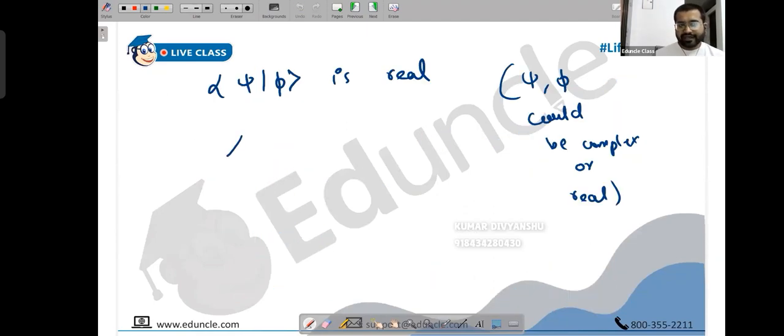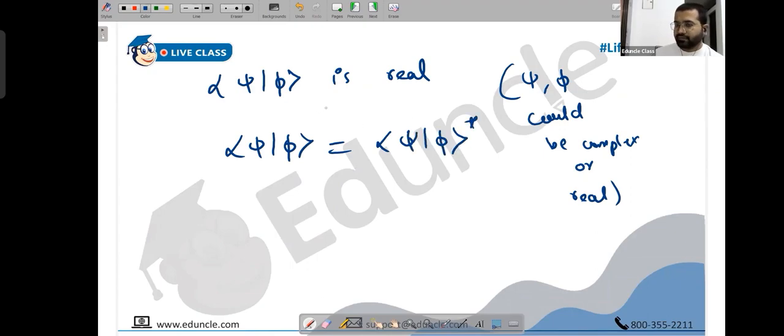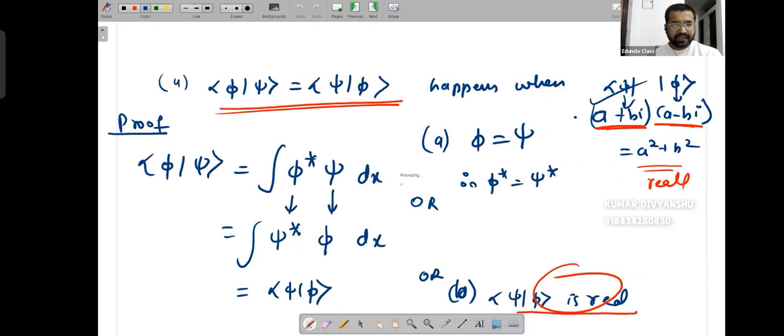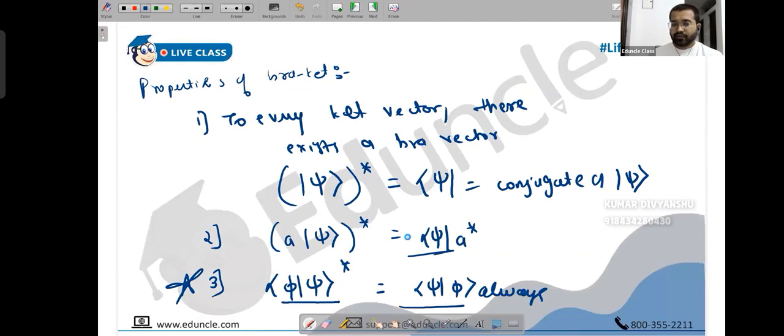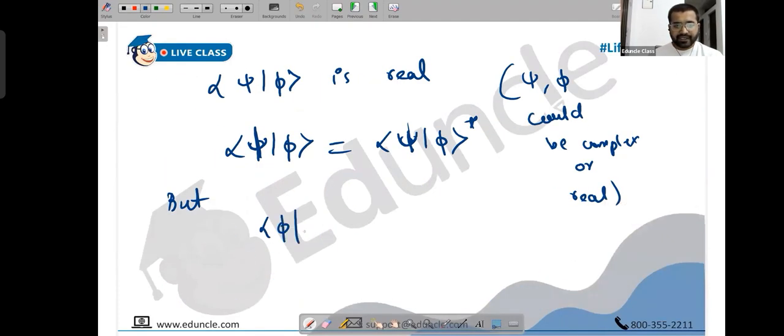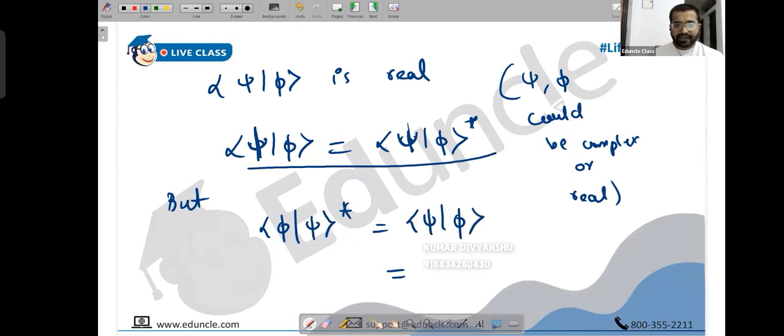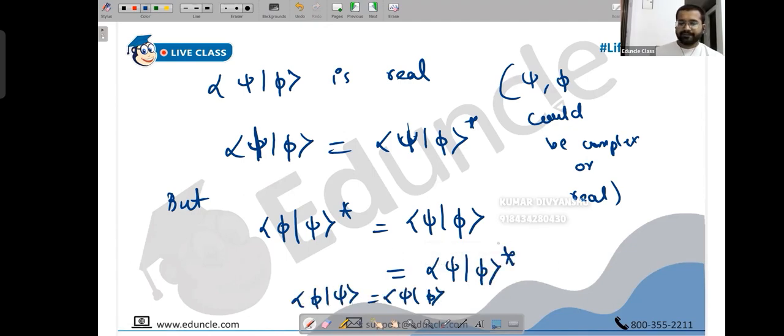Okay, good. So since psi phi is real, what does that mean? Psi phi is equal to its conjugate. Simple. Z is z star. But you also just proved that equation 3, phi psi star is psi phi. So phi psi star is psi phi, and what is psi phi? Psi phi star. Star star gets cancelled. You are left with phi psi is equal to psi phi. Proved it. That's what you wanted.